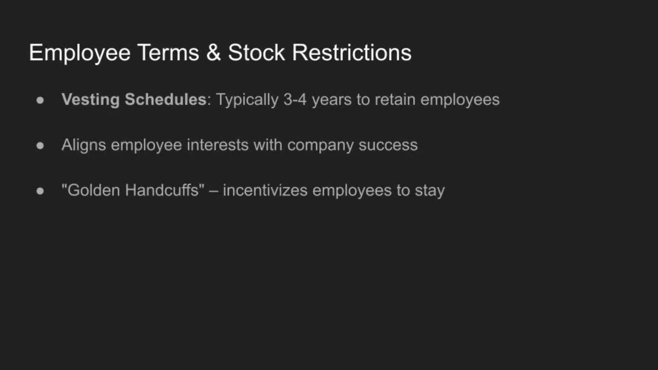Finally, let's touch on employee terms and stock restrictions. These are essential for aligning the interests of employees with the company's success. Vesting schedules, for example, ensure that employees stick around long enough to see the company through critical phases. Typically, vesting occurs over 3 to 4 years, creating golden handcuffs. This means employees have a financial incentive to stay with the company, especially during its most challenging periods.